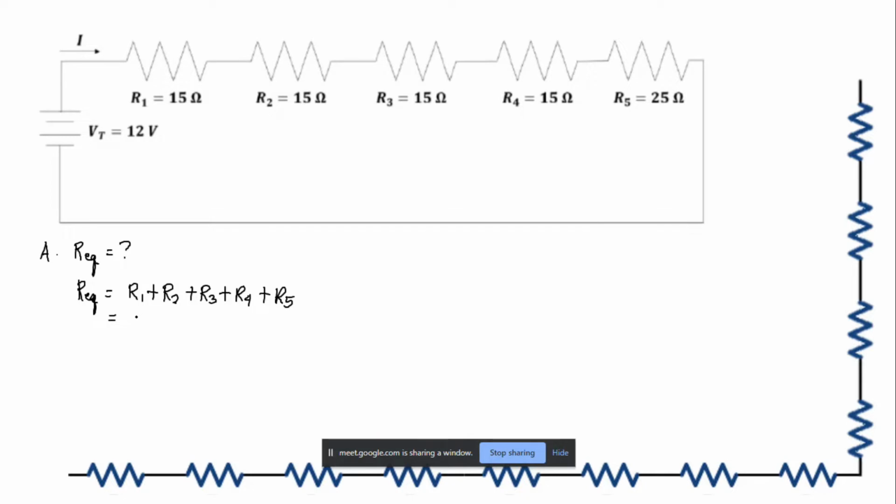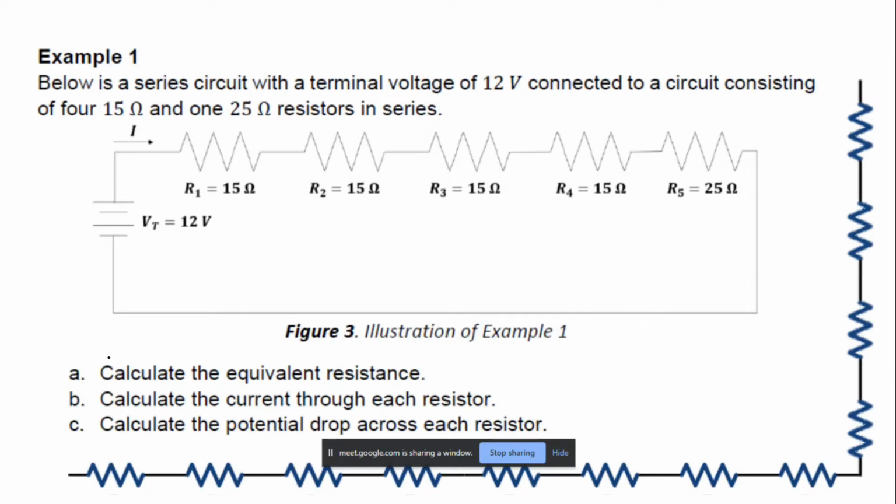Substitution, R sub 1, that's 15 ohms, plus R sub 2, that's another 15 ohms, plus R sub 3, 15 ohms, plus R sub 4, 15 ohms, plus R sub 5, that's 25 ohms. So, our equivalent resistance is 85 ohms. Ladies and gentlemen, this is our answer for letter A. So, proceed tayo sa problem letter B. We have to calculate the current through each resistor.